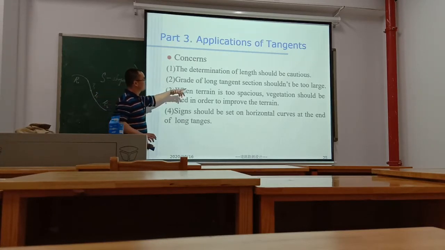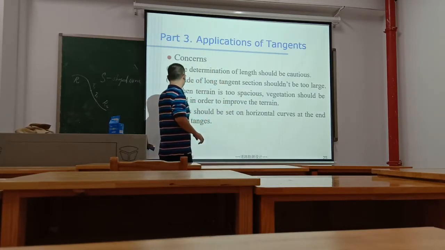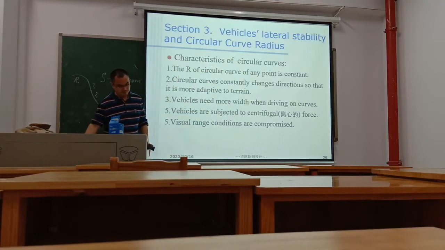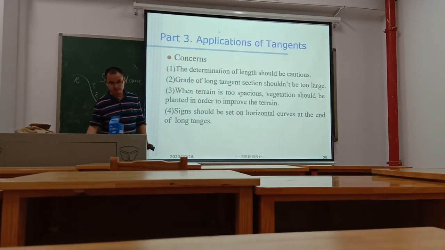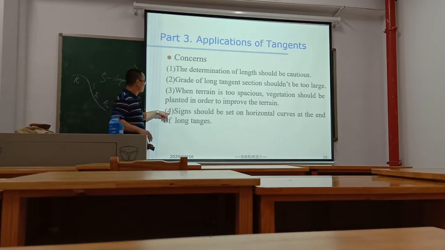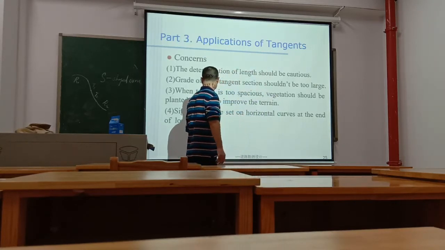Three, when the tangent is too spacious, vegetation should be planted in order to improve the landscape. What is vegetation? Grass, trees, and so on, nature. Four, signs should be set on horizontal paths at the end of long tangents.